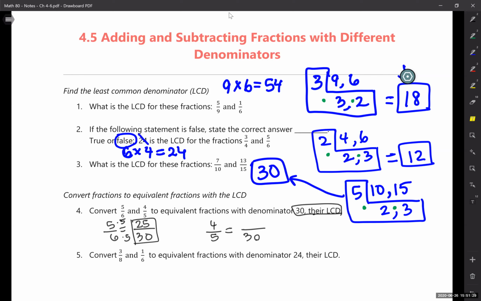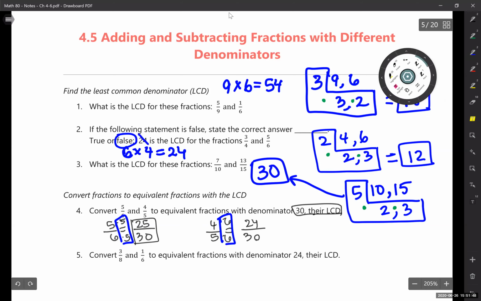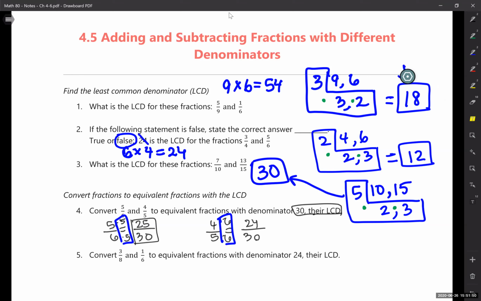And then 4/5, well, 5 times 6 is 30. So 4 times 6 is 24. This is the opposite of reducing. So we want to make sure we have that 1, 6/6 or 5/5 that we had earlier, because we can always multiply a fraction by 1 or divide a fraction by 1 and keep the equality.